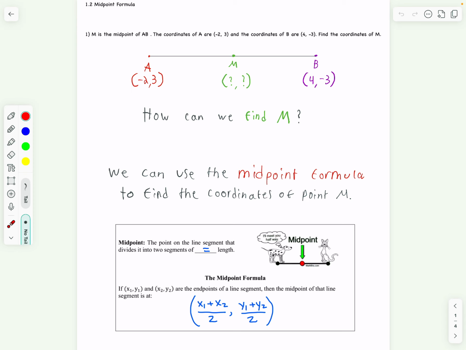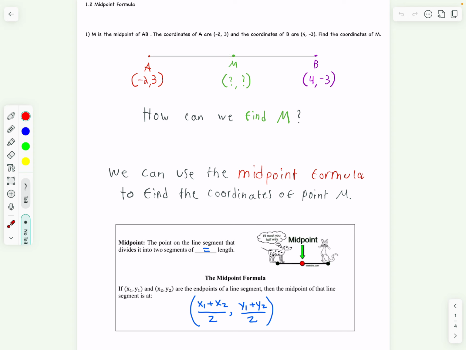But how can we do this? Because it's not on a graph, and we can't count the boxes. So we can use the midpoint formula to find the coordinates of point M. Now, what a midpoint is, it's just a point on a line segment that divides it into two equal segments. So basically, that's saying that segment AM is going to be the same as segment MB because M is dividing it right in the middle.